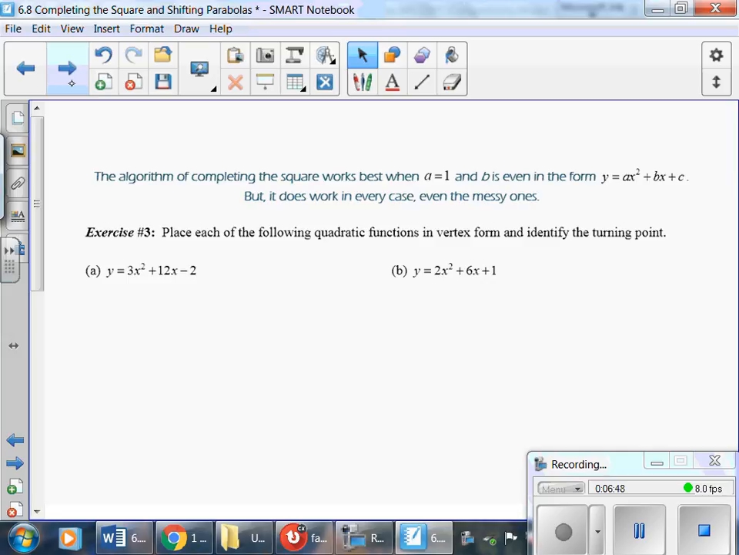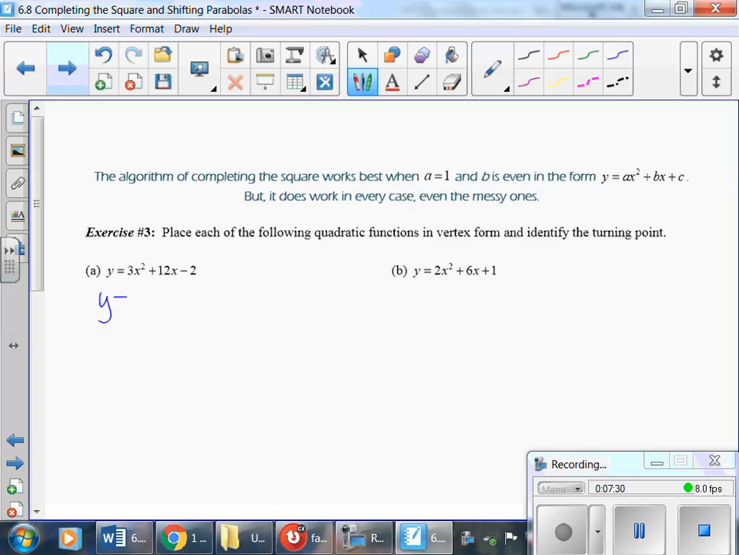Moving on. So the algorithm of completing the square works best when a equals 1 and b is even. All right? But it does work in every case, even the messy ones, when our linear term is not a nice number or we have leading coefficients, because in A, it says place each of the following quadratic functions in vertex form and identify the turning point. So the first thing you have to do when you have a leading coefficient that's not 1 is you need to factor it out, even if it turns out to be a little messy.